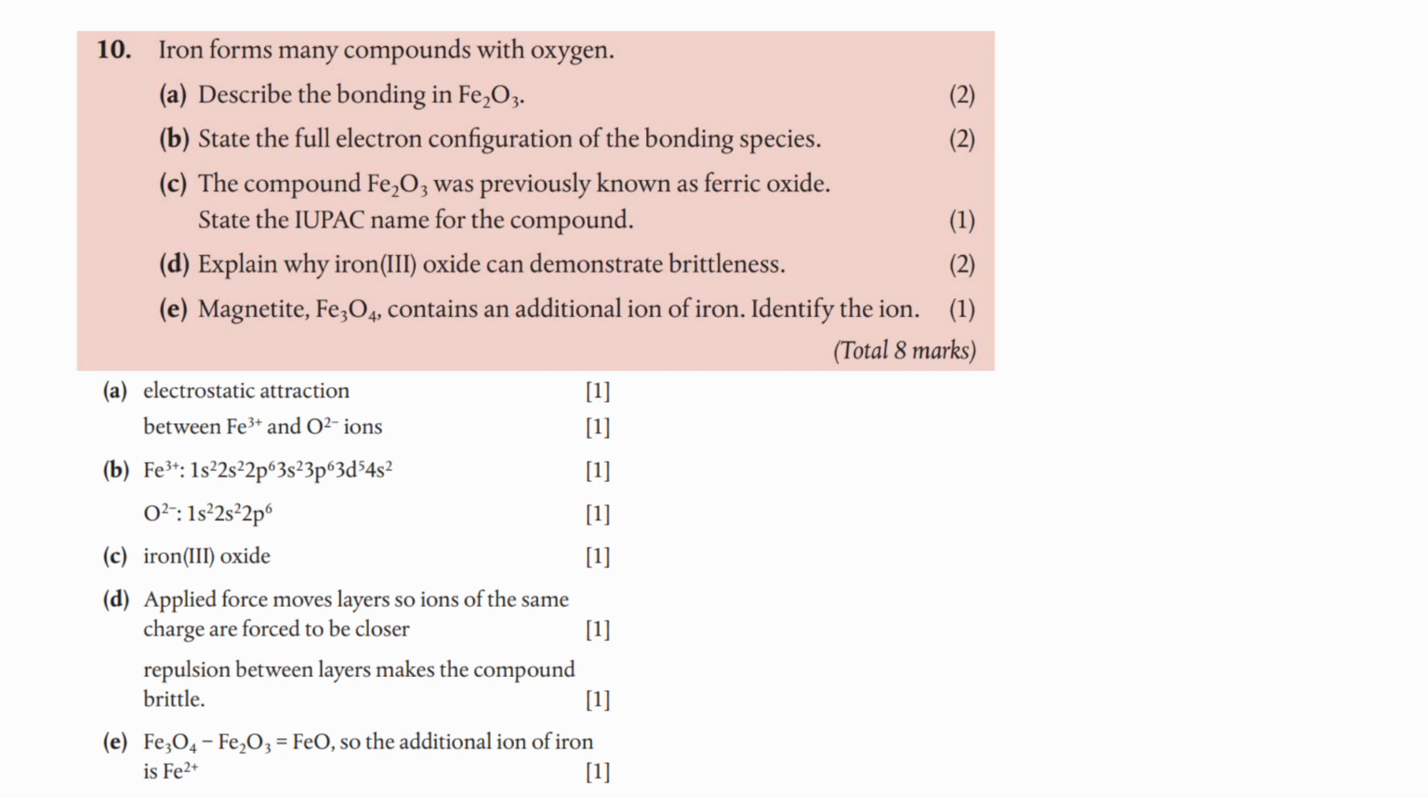And then E says that Fe3O4 contains an additional ion of iron. Identify that ion. Well, if you took Fe3O4 and subtracted all the atoms that are in Fe2O3, you would get FeO. And when we have FeO, we know oxygen is a 2 negative charge, which means iron is a 2 positive charge. So that extra iron ion that's in there would be Fe2+.